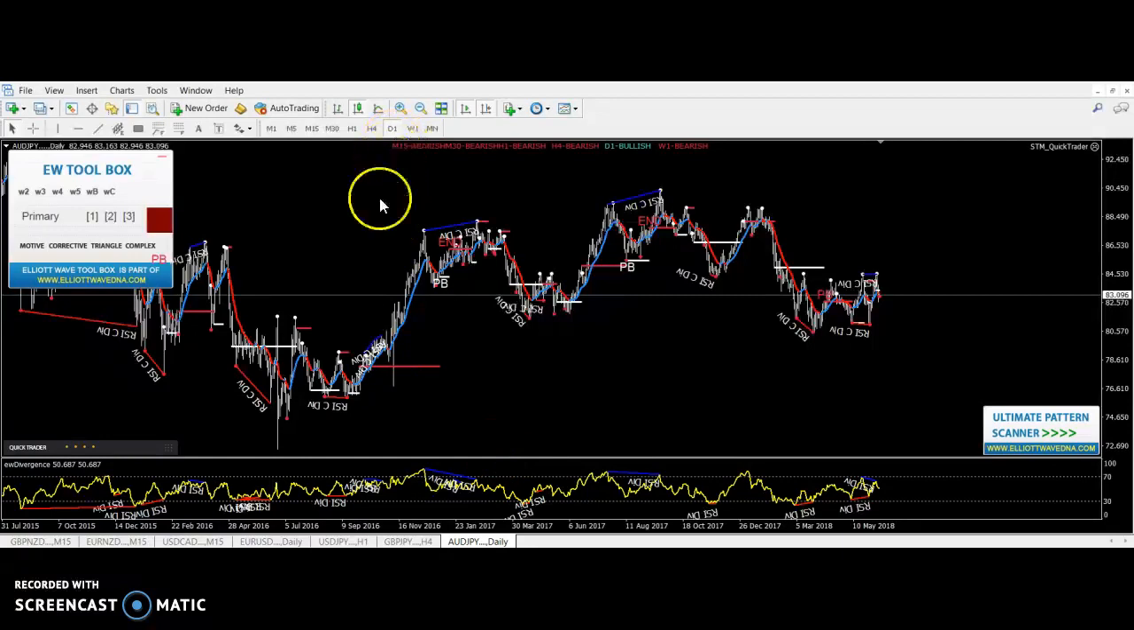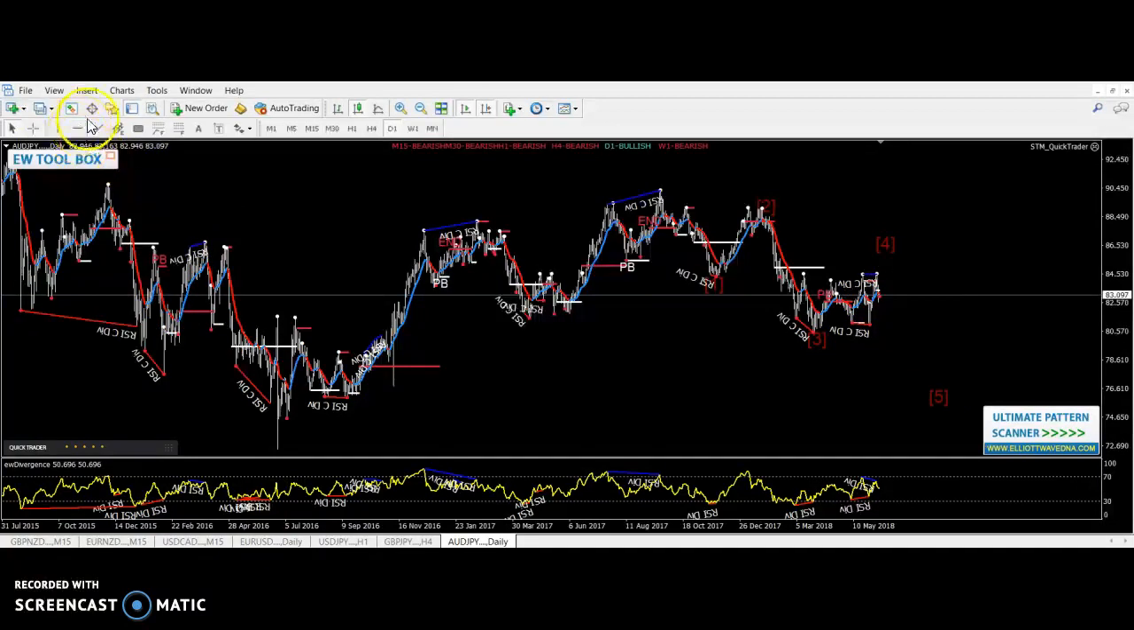Let's take a look at this. Here we see a kind of ABC move up, very rough. So I'm going to look more towards this. I see a 1, 2, 3, 4. So we should be looking for a push lower. The way I got to this count is I like to go from the high-low method. We have a high right here.